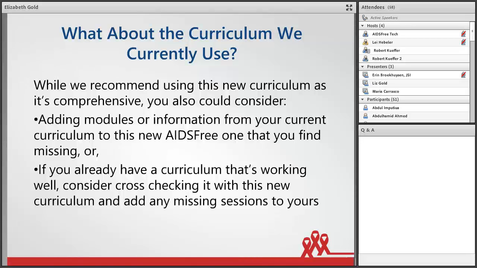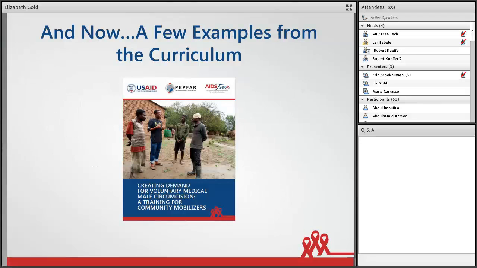So one question you might have is, what do we do with our current curriculum that we're using right now? While we're recommending that you use this because it is so comprehensive, you could consider adding modules or information from your current curriculum that you'll find missing from this one. Or alternatively, if you already have a curriculum that's working well for you, fine, then you could cross-check it with this curriculum and then add any missing sessions to yours. It's totally up to you, of course.